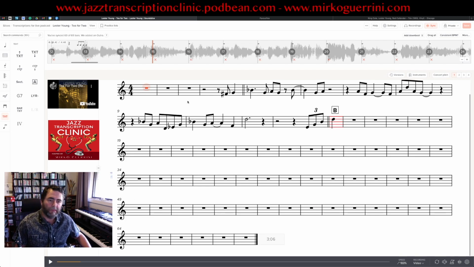Today I will work on a beautiful track by Lester Young on the song T for Two. I have already started transcribing the melody, and maybe we can focus on the melody and then of course the solo. But first of all, I would like to point out that as jazz players, we also need to learn how to play a melody of a standard, of a song, in a good way.